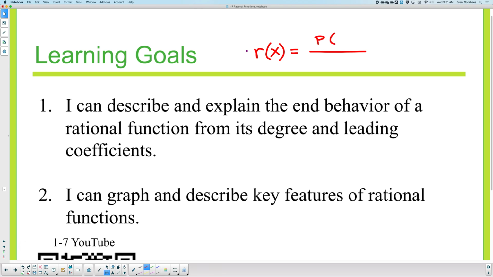It's a polynomial divided by another polynomial. So I'll do P for polynomial and then Q because it's a nice letter in the alphabet. That's what a rational function is, and that's what we're going to look at today.